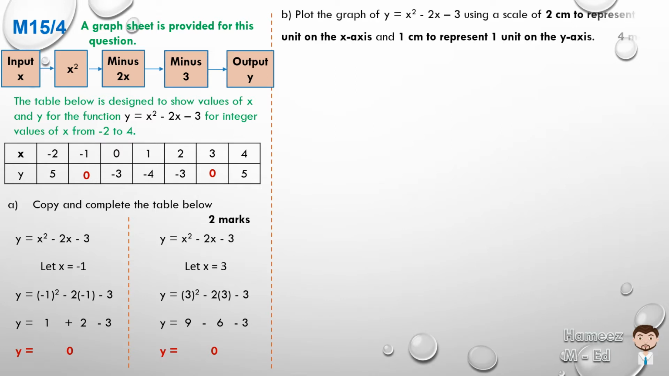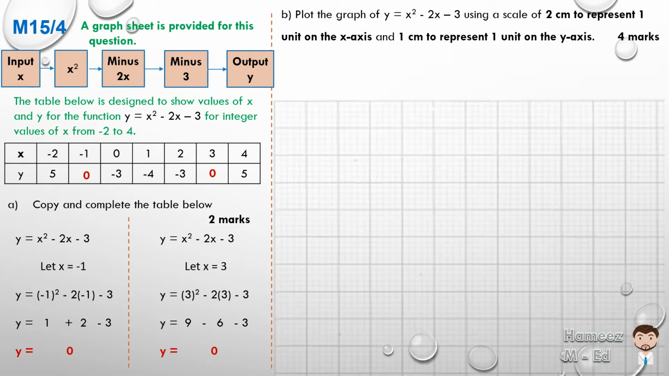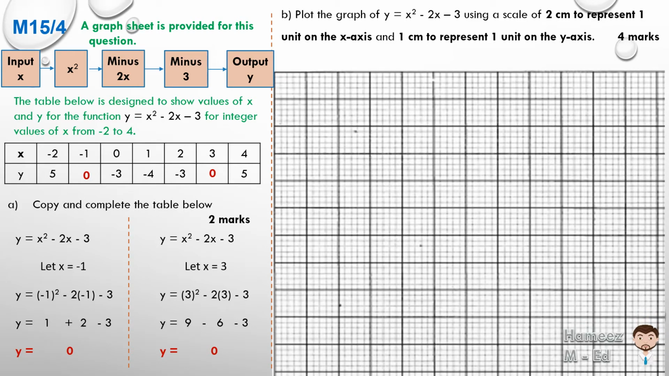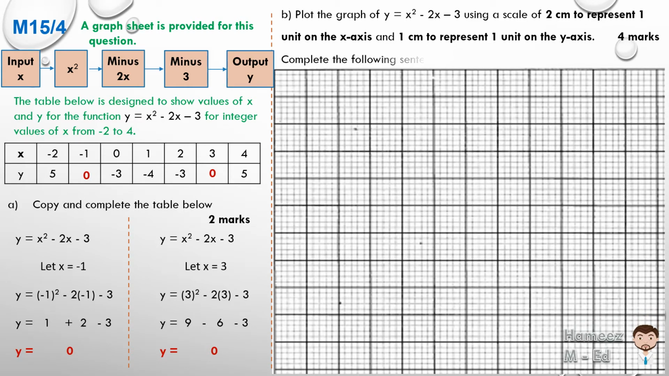Part B of the question, the last part: plot the graph y equal to x squared minus 2x minus 3 using a scale of 2 cm to represent 1 unit on the x-axis and 1 cm to represent 1 unit on the y-axis. Complete the following sentences using information from your graph. So now that we're given this blank graph page here, we take our long ruler and draw our x-axis. Don't forget to label x, and our y-axis, labeling y. And where they meet is at the origin, so we label that 0.